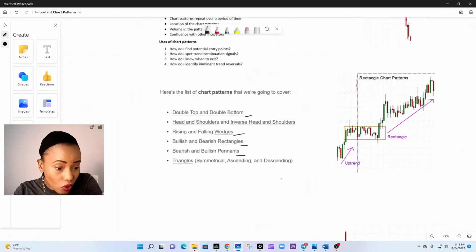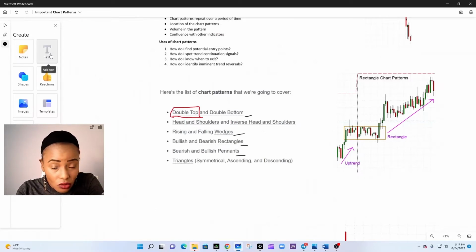And finally, we will look at the triangles. Triangles, there are different types. We have ascending, descending, and symmetrical chart patterns. Okay, so let's first start with the double top chart pattern. We will start with double top chart pattern and see how that chart pattern forms, and we'll see what it tells you as a forex trader once you see that chart pattern in your market structure.